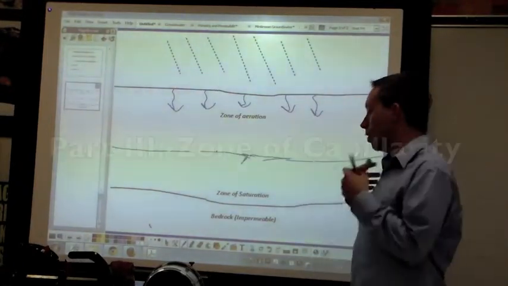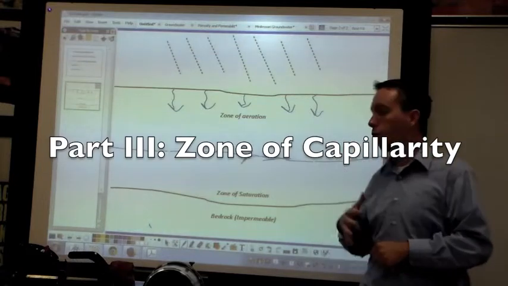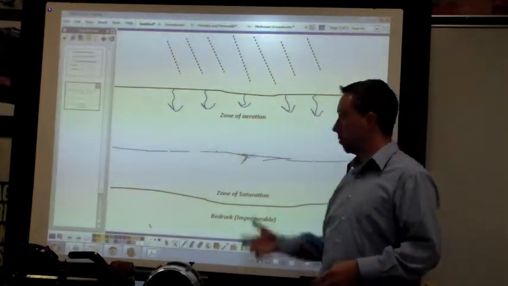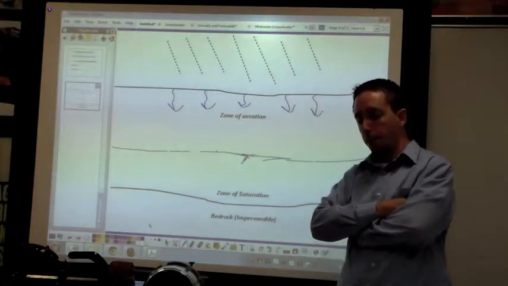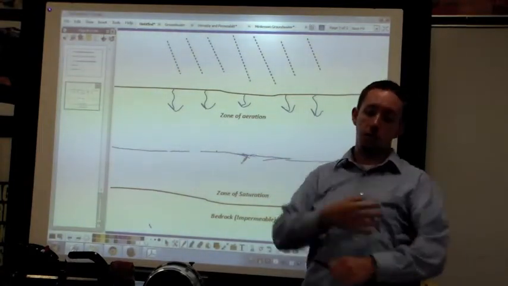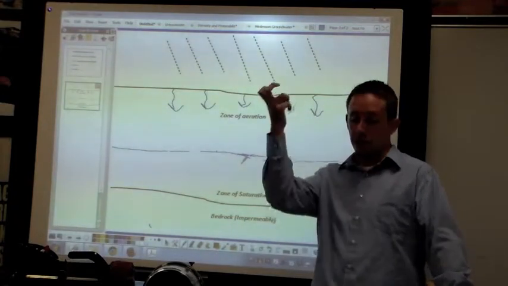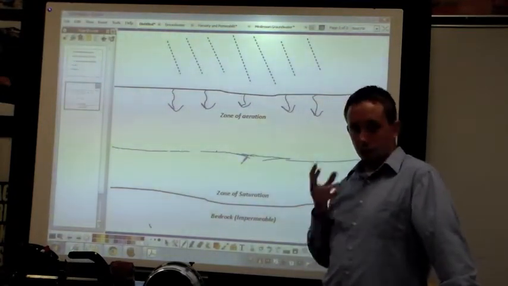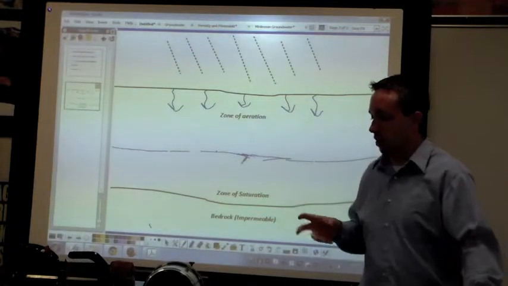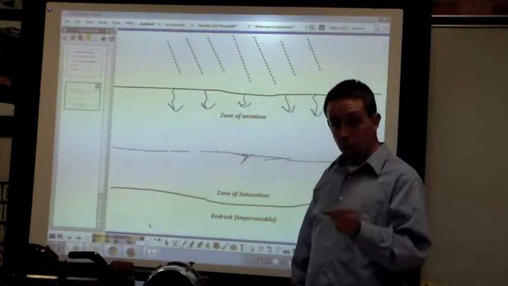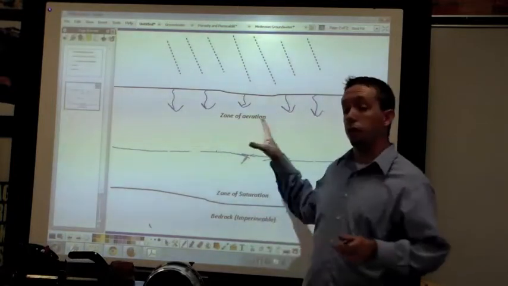All right, so we have one more zone that we must discuss here, and that is called the zone of capillarity. But before we actually define what it is, we need to talk about what capillarity is. It's this upward movement of water. And what I'm going to do is add to that definition. I'm going to say it's the upward movement of water, and it depends on the size of the particles in whatever layer you're talking about.